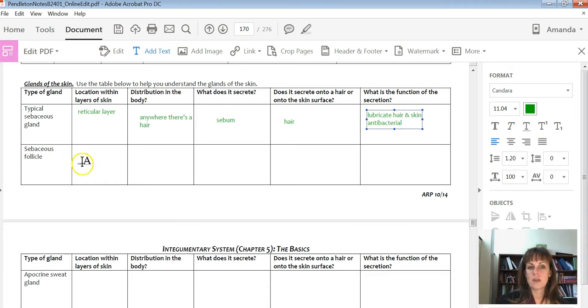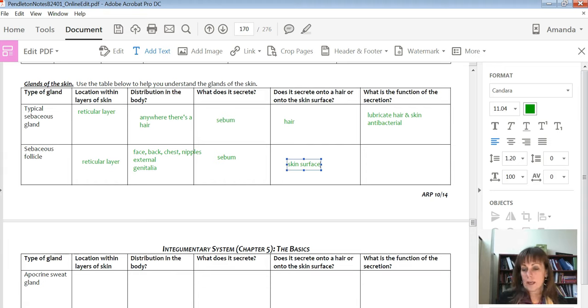Now, the sebaceous follicle: the bulk of it is also going to be located in the reticular layer. It's going to be found on the face, the back, the chest, the nipples, and also the external genitalia. It's also going to secrete sebum, and it is going to be found on the skin surface.